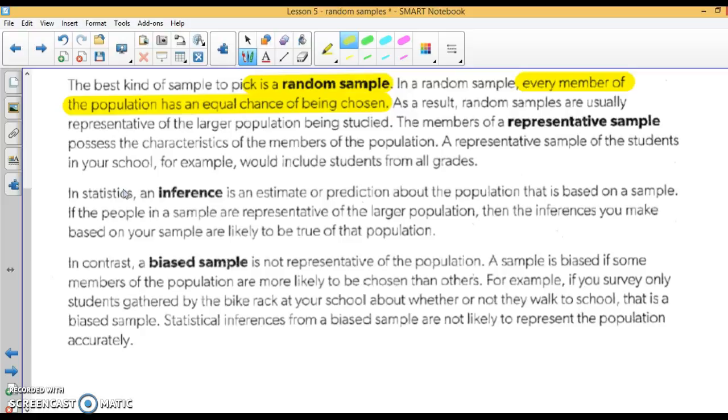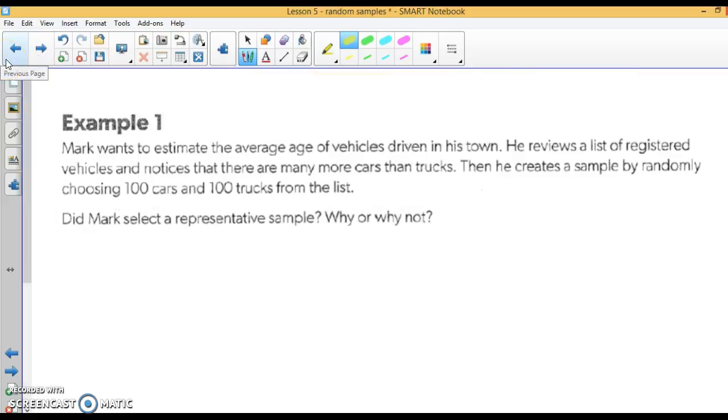But what if I said, I'm going to only survey people that are going into the nurse's office? Well, not everybody goes into the nurse's office every day. So it would not be a random sample, because not everybody has a chance of being chosen. So for it to be random, every person has to have an equal chance of being chosen. Let's take a look at these examples.